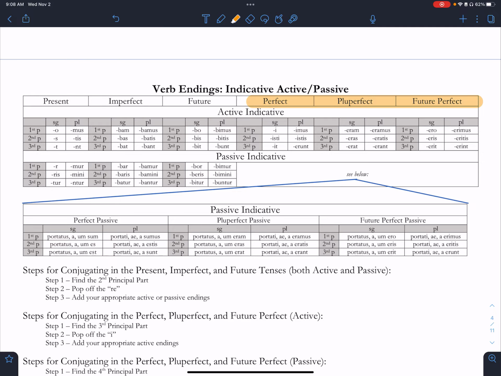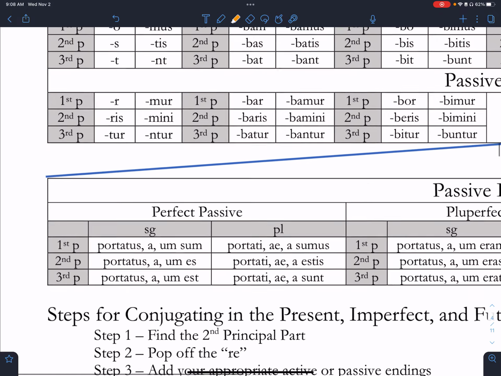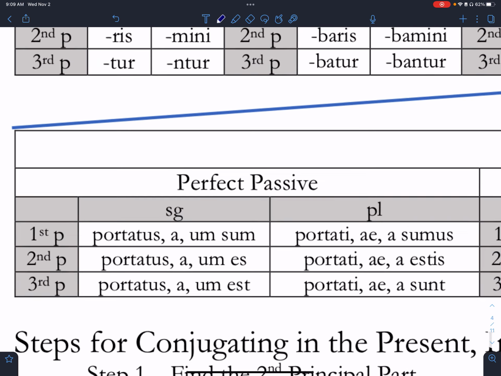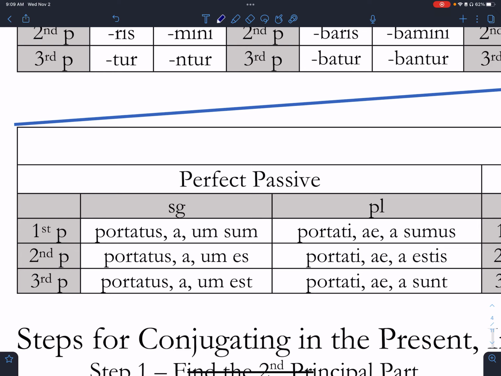So let's take a look at the perfect passive. If you notice, the way to read this is, this is where the passive stuff would have gone, but because it's too much, it doesn't fit, so I had to do a bubble out of that space. Does that make sense? All right, now all it is is the 4th principal part.